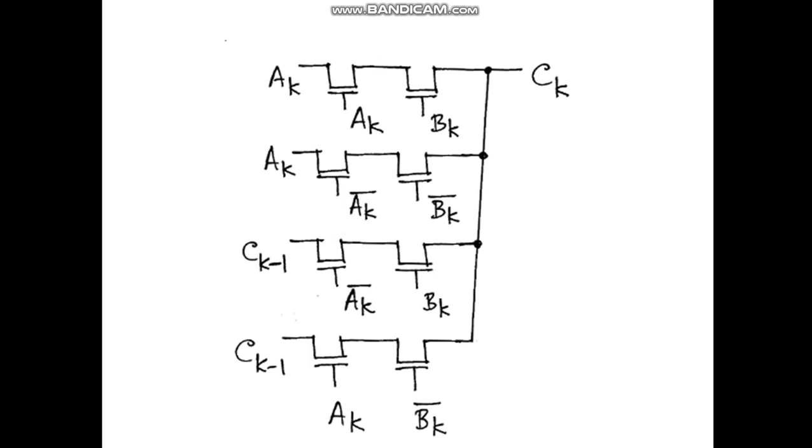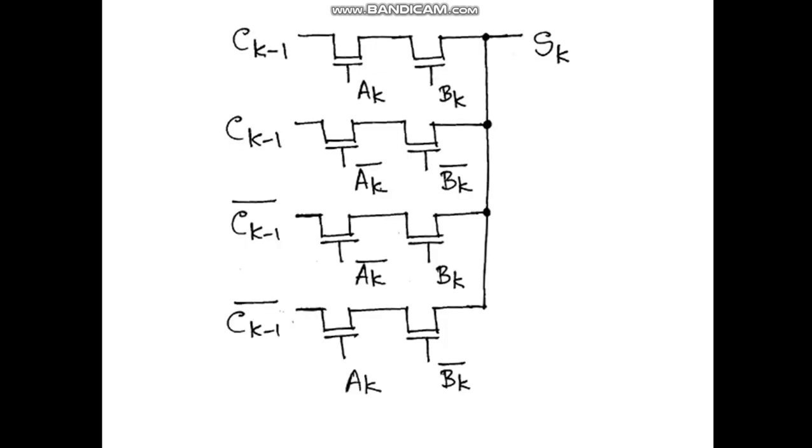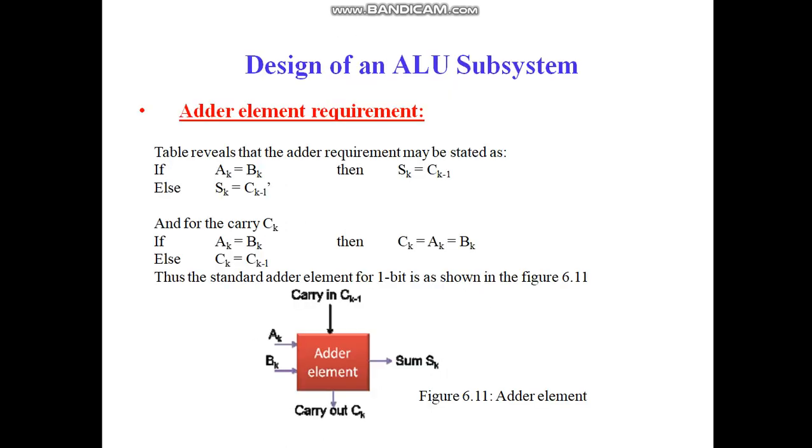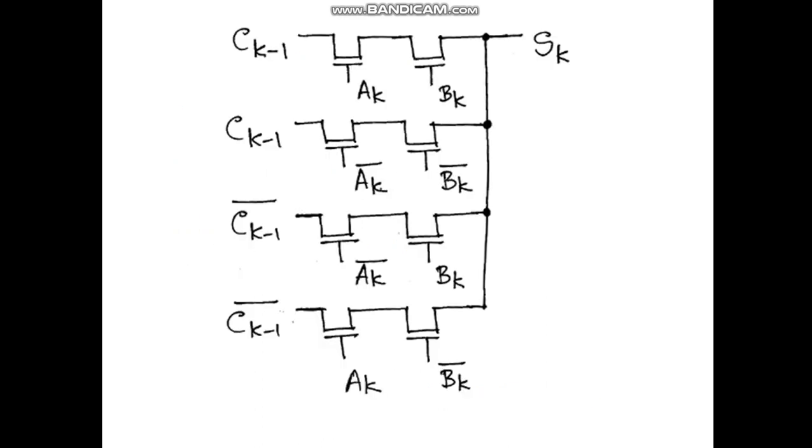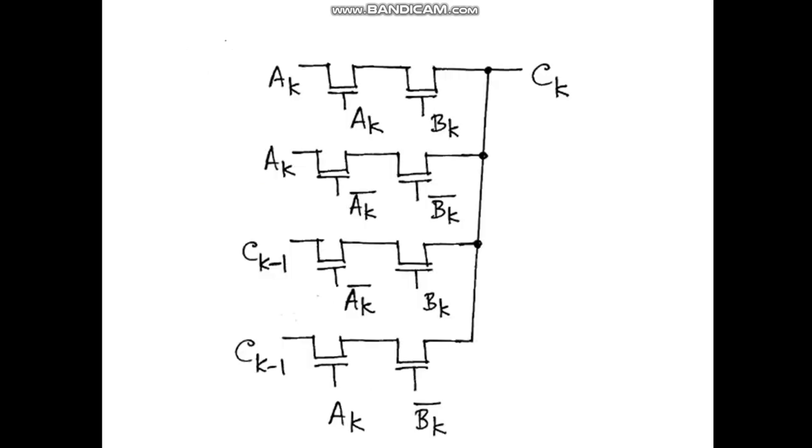Let us just recall the expression for carry. When AK is equal to BK, CK is equal to AK or BK, and when AK is not equal to BK, CK is equal to CK minus 1. We'll try to get this expression.